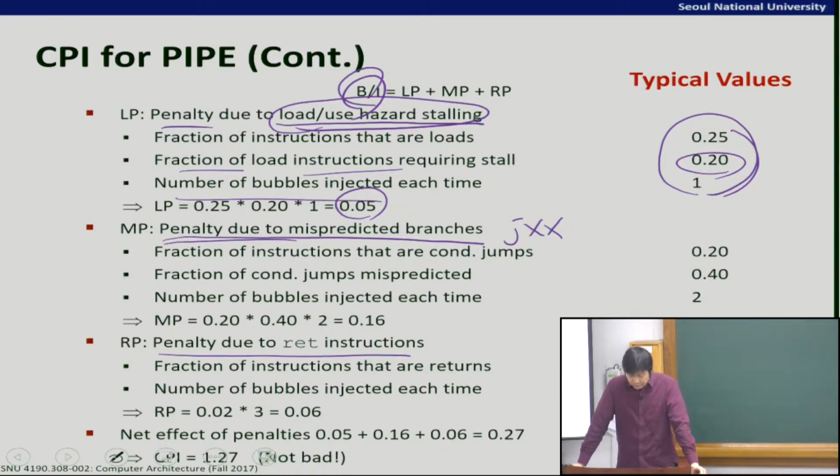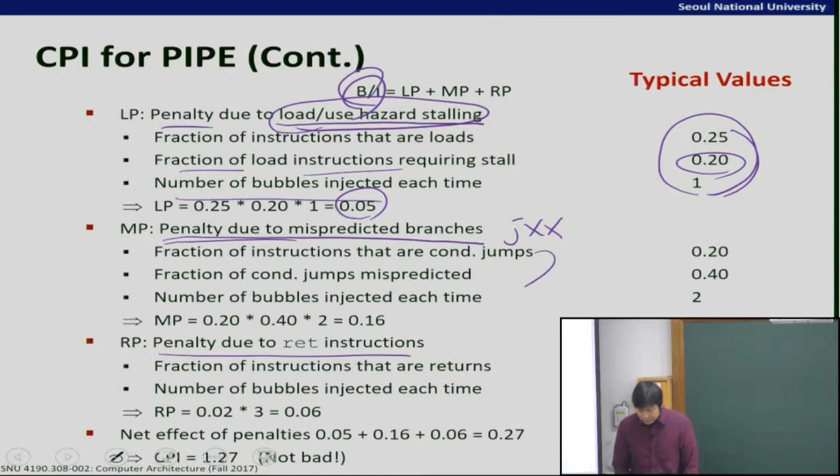The fraction of instructions that are conditional jumps is, let's say, 0.20. This is an assumption. And the fraction of conditional jumps mispredicted is, let's say, the probability is 0.4. Whenever this happens, we have to pay a bubble of two cycles. Whenever these two conditions are satisfied, we pay these two bubbles. So the penalty due to mispredicted branches is 0.2 times 0.4 times 2, so the cost is 0.16. That's the average CPI increase caused by mispredicted branches.